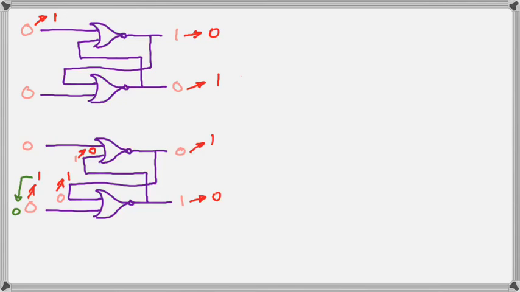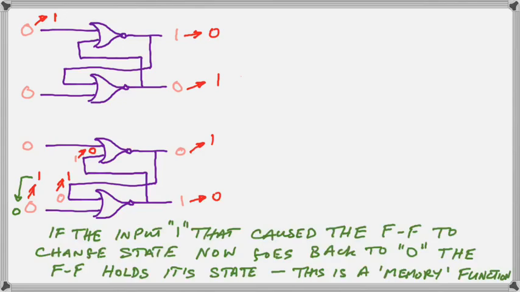Okay, so let us see what that means. If the input 1 that caused the flip-flop to change state now goes back to 0, the flip-flop holds its state, and this is the memory function of flip-flops. A temporary 1 or temporary pulse will cause the flip-flop to change its state, and it will hold its state until we get a reset, or if it was reset, until we get a set.